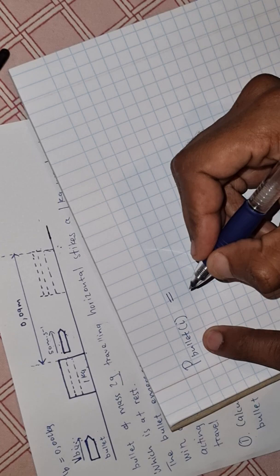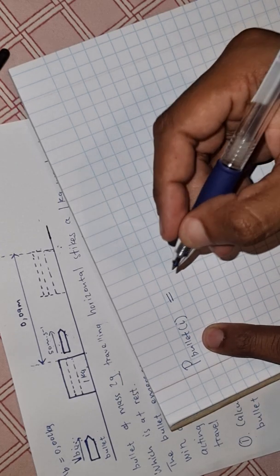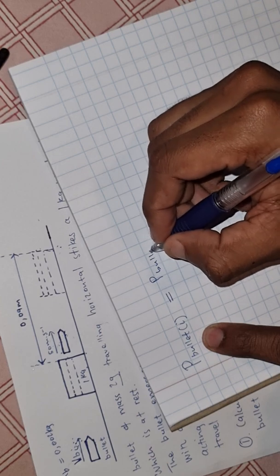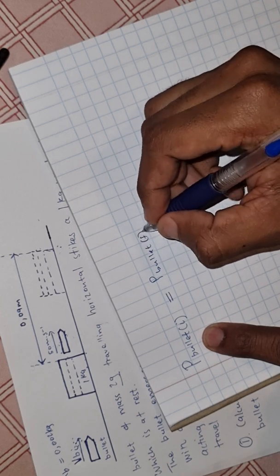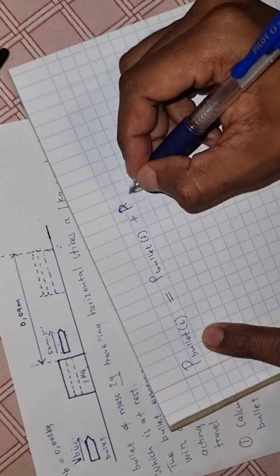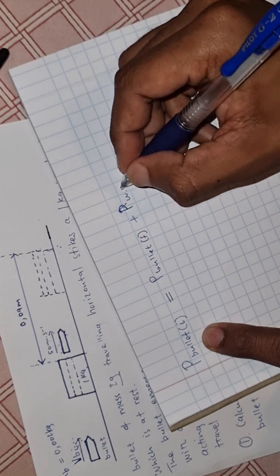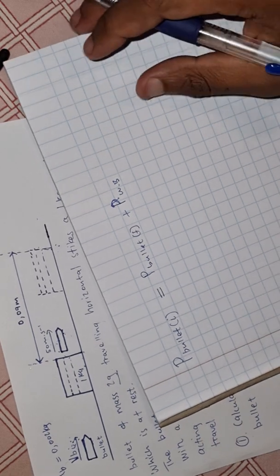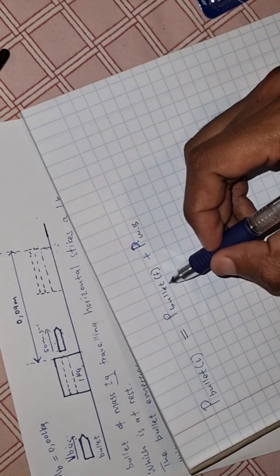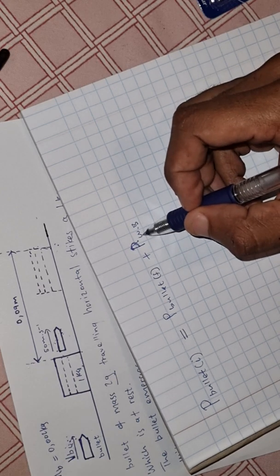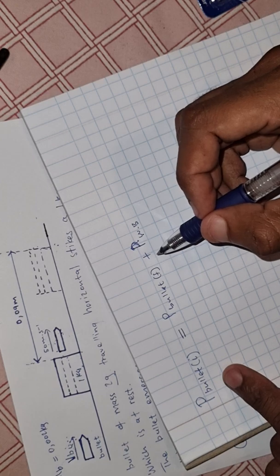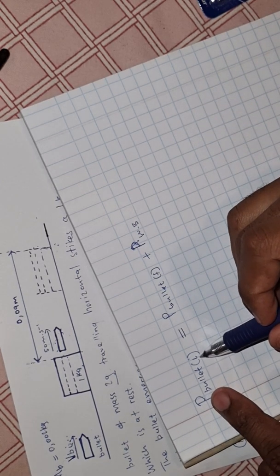Now the momentum of the bullet initially is equal to the momentum of the bullet finally plus the momentum of the wooden block after collision. Why do I say that? This is basically what is happening. There will be a transfer of momentum.